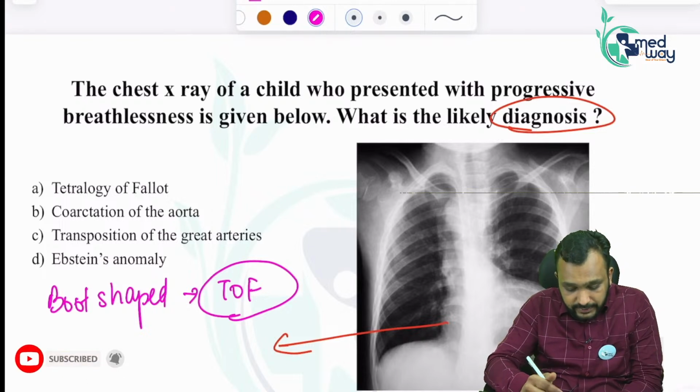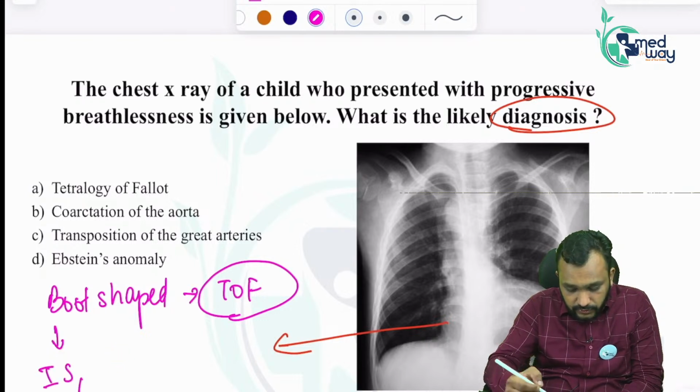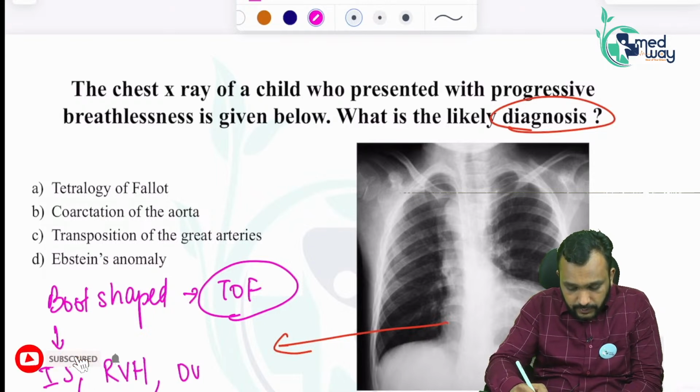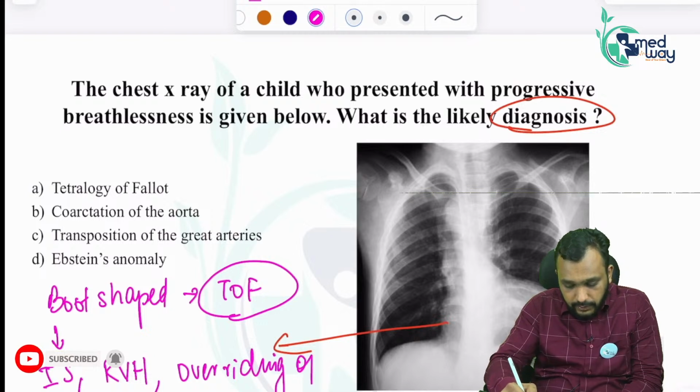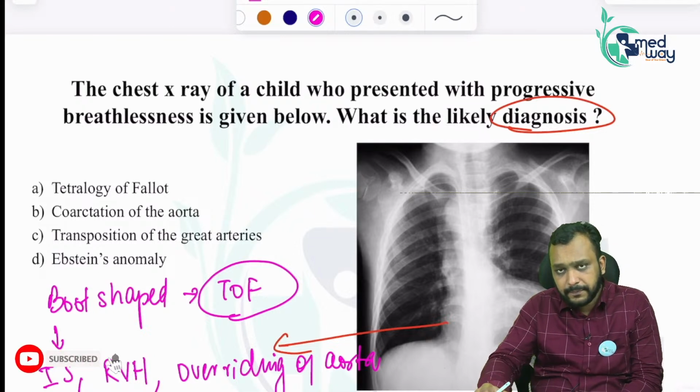And what are the four things that you will see in these patients? There will be infundibular stenosis, there will be right ventricular hypertrophy, there will be overriding of aorta, and there will be a ventricular septal defect.